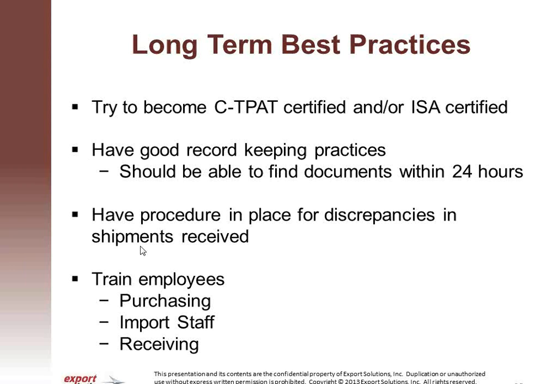Have procedures in place for discrepancies in shipments received. As your items are coming in and your receiving personnel are looking through them, you want to make sure that receiving knows what to do. One, when the quantity doesn't match the paperwork, because you'll have to amend your entry to make sure that the proper quantity is on there. Let's say there's a part number that's not on the commercial invoice, or they sent the wrong part, and that happens from time to time. You want your receiving department to know what to do.